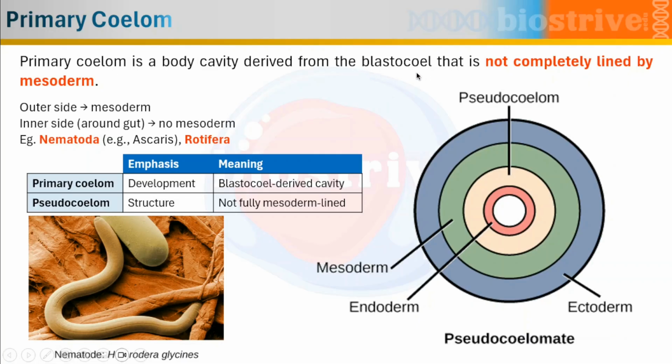Coelom was the body cavity which was derived from the mesoderm itself. So in case of primary coelom or pseudocoelom, it is derived from the blastocoel. It is not lined by mesoderm from all the sides, and typically the outer side is lined by mesoderm and the inner side is lined by the endoderm. Examples we can take are nematodes, roundworms. An example is Ascaris. We can take some rotifers as well.